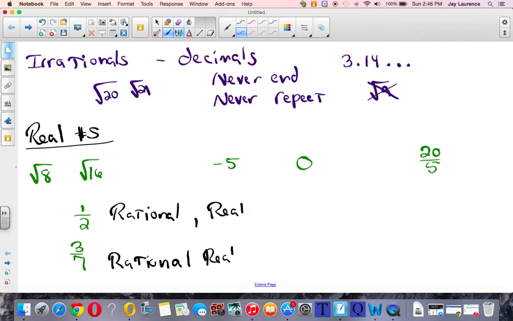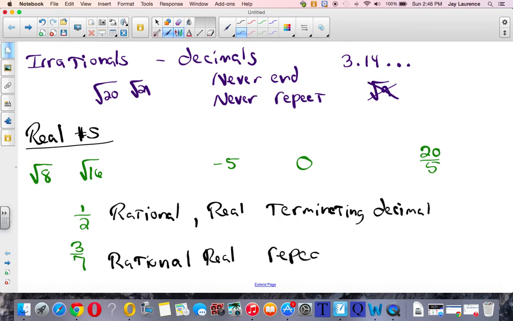Real. And this one here, 1/2, is a terminating decimal. Terminating decimal. Okay. This one here, 3/7, isn't a terminating decimal. It's actually a repeating decimal.